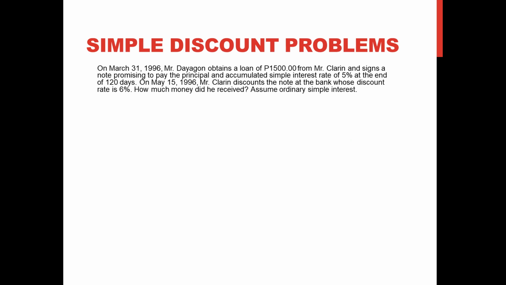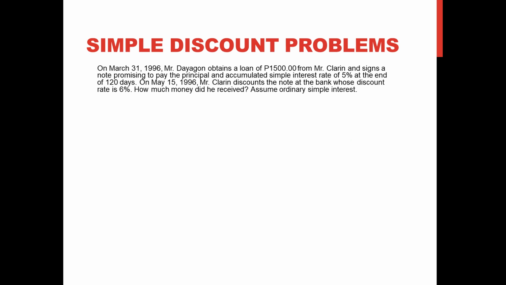We have on March 31, 1996, Mr. Diagon obtains a loan of 1,500 pesos from Mr. Clarin and signs a note promising to pay the principal and accumulated simple interest rate of 5% at the end of 120 days. On May 15, 1996, Mr. Clarin discounts the note at the bank whose discount rate is 6%. How much money did he receive? Assume ordinary simple interest.